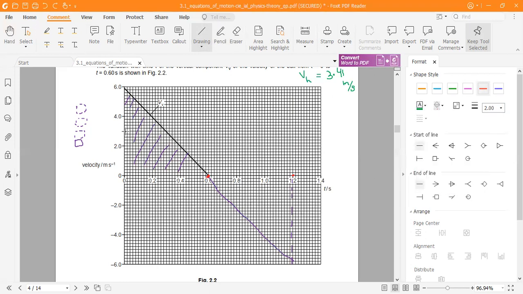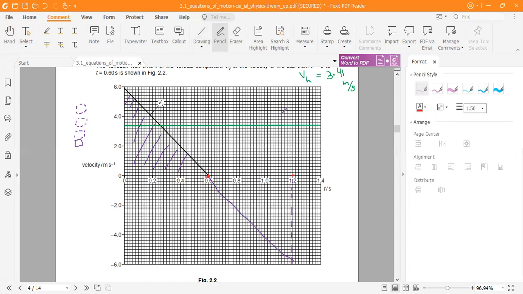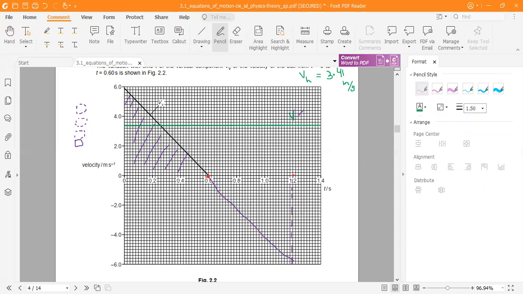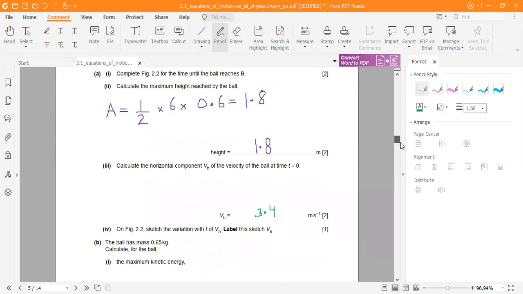So 3 is over here, and yeah, like this. Your graph will basically look like this. This will be your graph of horizontal velocity. And so we can write over here, this is VH. Okay, and that's how you will do this question.